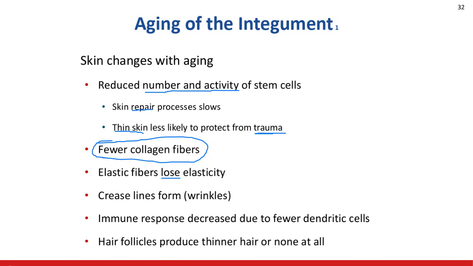Okay, we all know that as we get older, we get wrinkles. Part of that has to do with the decrease in collagen fibers and the decrease in elastic fibers, but also with muscles. Muscles aren't able to relax as easily as they used to.